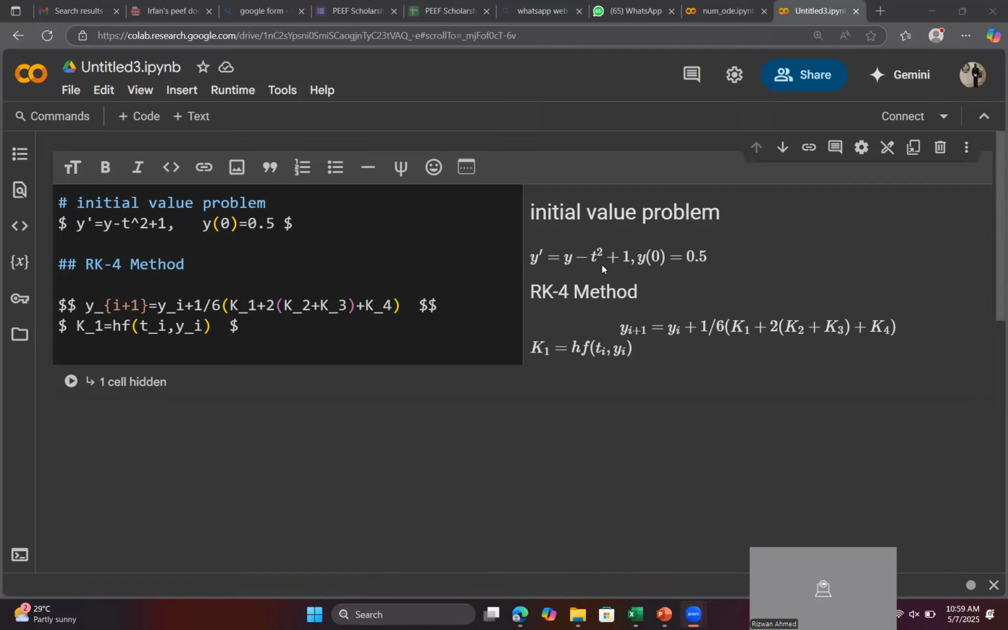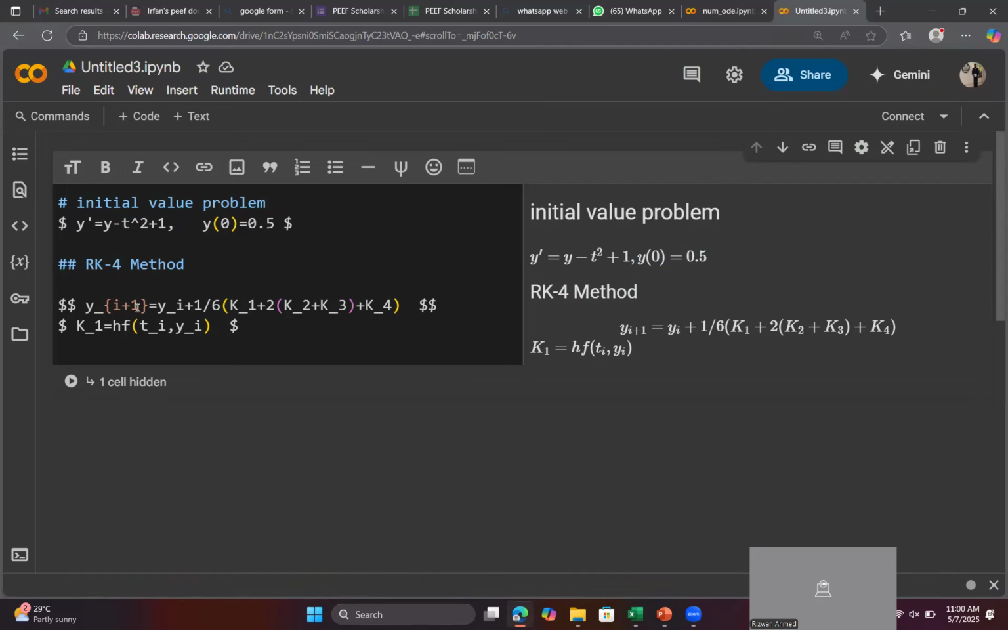In this demonstration, I am going to consider an initial value problem, y prime equals y minus t squared plus 1, with the given initial condition y of 0 equals 0.5. And I would like to solve this problem with the RK4 method.